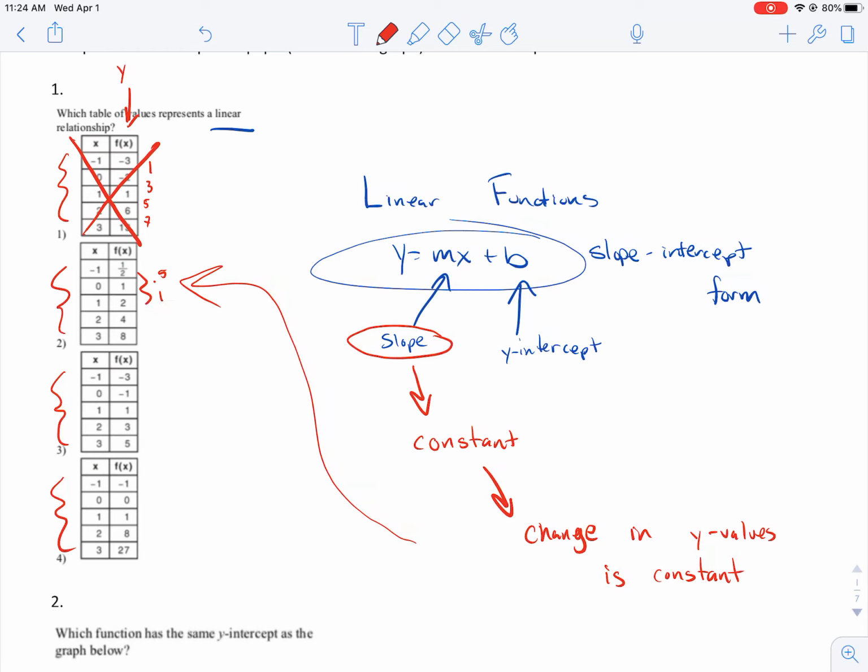Let's take a look at this one right here. From negative 1 to 0, it's going up by 0.5. From 0 to 1, it's going up by 1. From 1 to 2, it's gone up by 2. And from 2 to 3, it's gone up by 4. So it looks like it's actually getting doubled each time. And so we should be familiar with what kind of function that is, or at least some of you might remember.